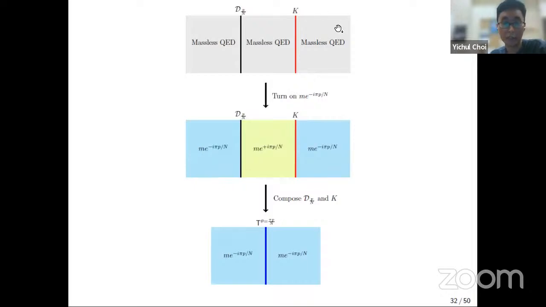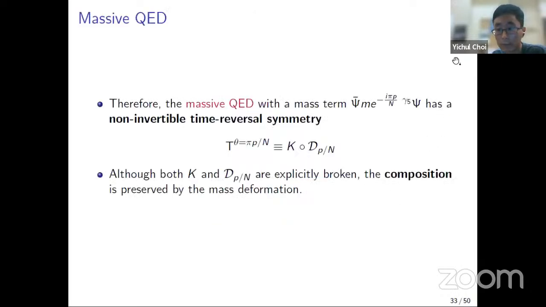In pictures, it looks like this. In massless QED, we have these two symmetries: one is non-invertible and the other is the invertible time reversal symmetry. Once I turn on this complex mass deformation with this rational phase angle, both of these symmetries are explicitly broken. However, when I compose these two, it becomes a good symmetry of the massive QED. Therefore, we have this non-invertible time reversal symmetry, which I denote as T with superscript theta equals pi p over n, which is a composition of K and D in this massive QED theory. And so is there a case?